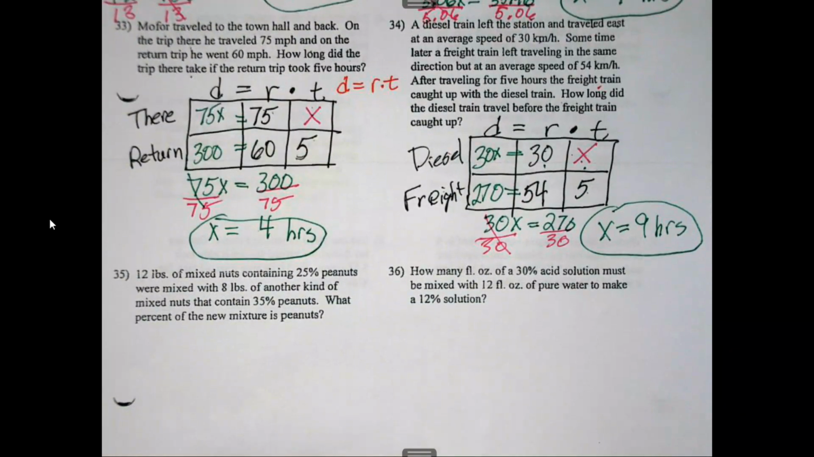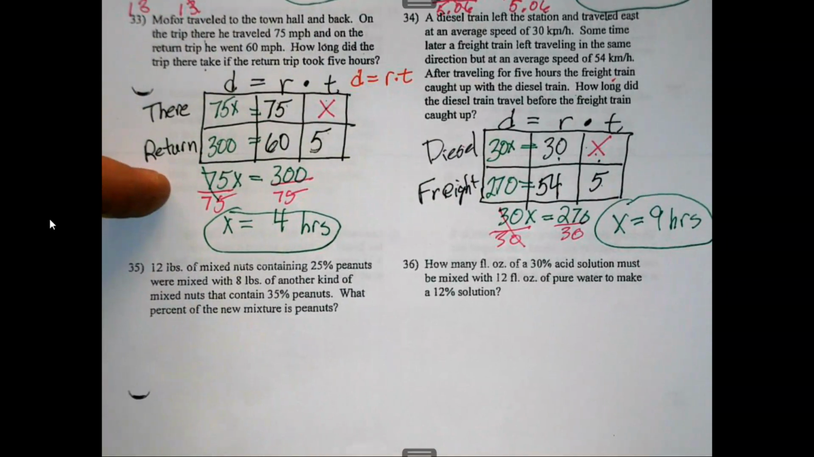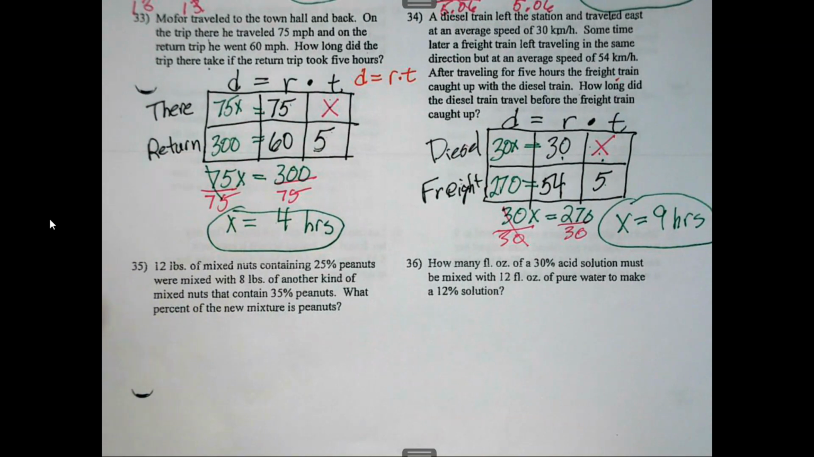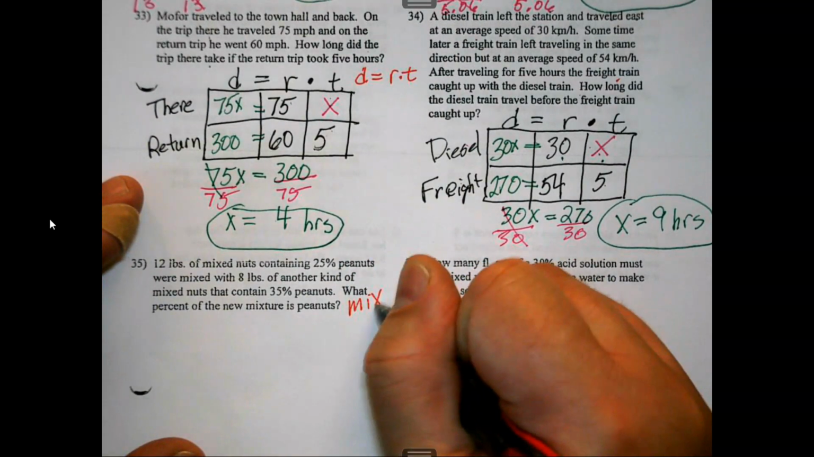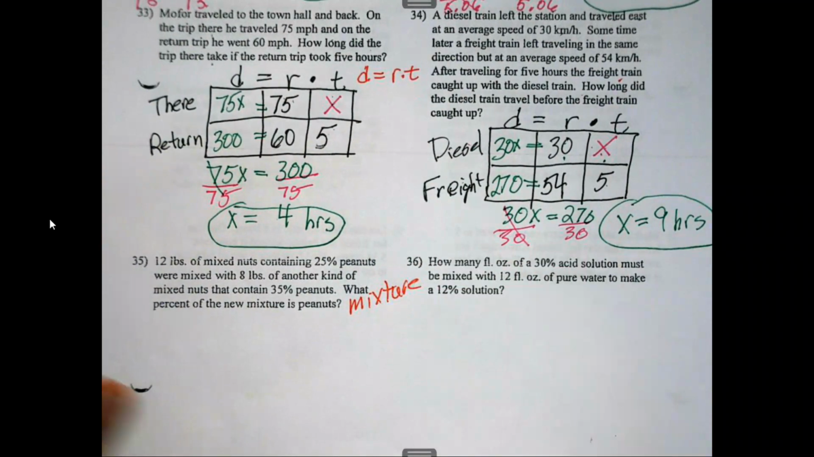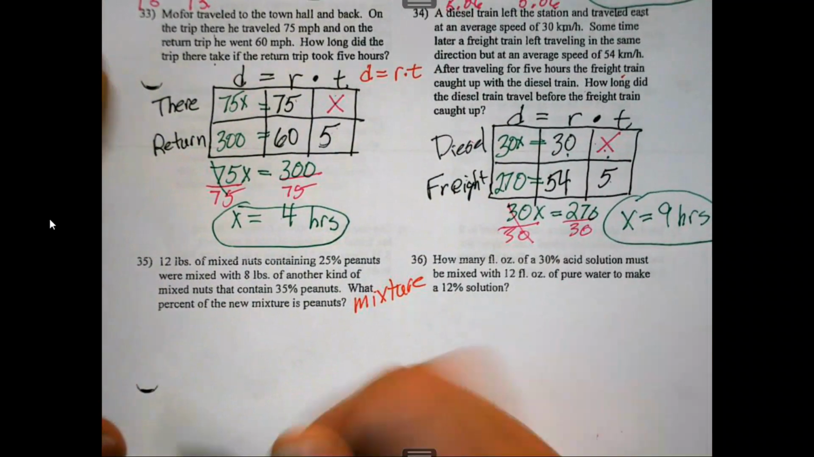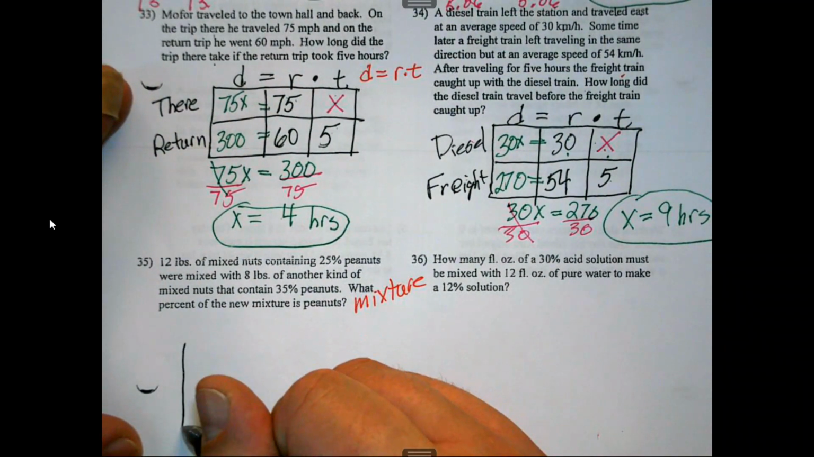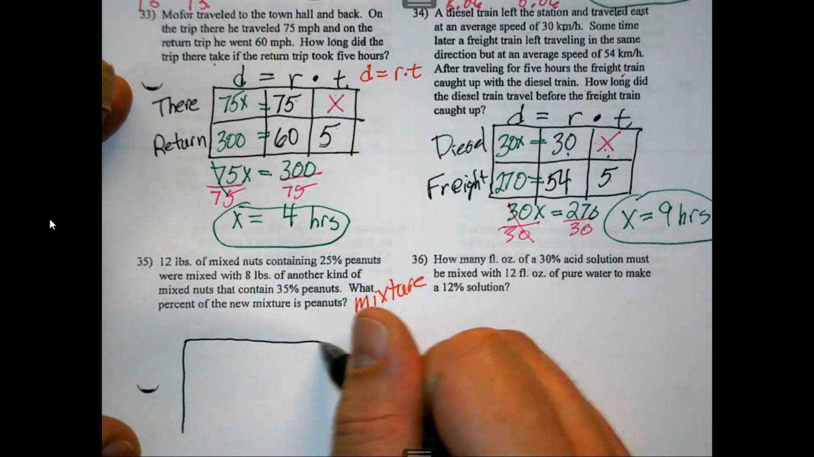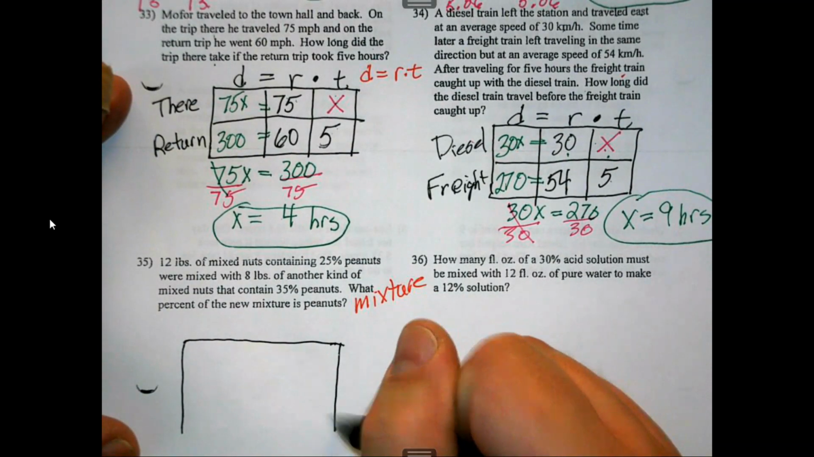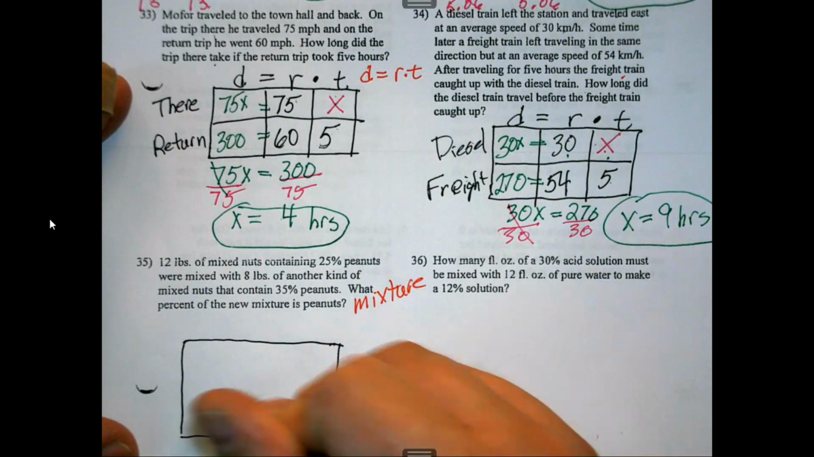Okay. And then the last type of problem, besides working problems and distance problems, are mixture problems, right? For mixture problems, you're going to have to set up some charts. And usually we have 3 rows instead of 2. So I'm going to make a chart here with 3 rows.